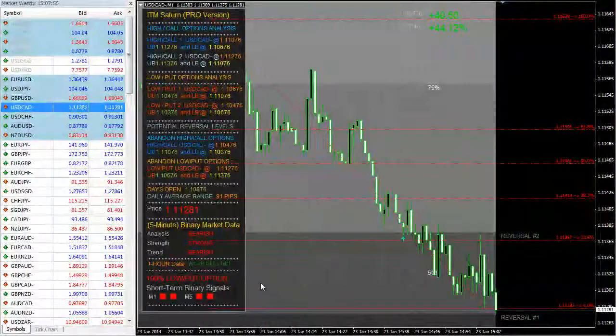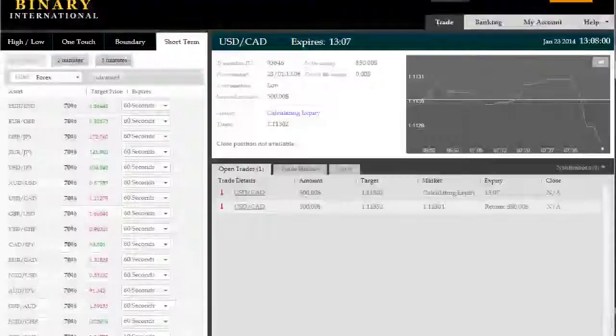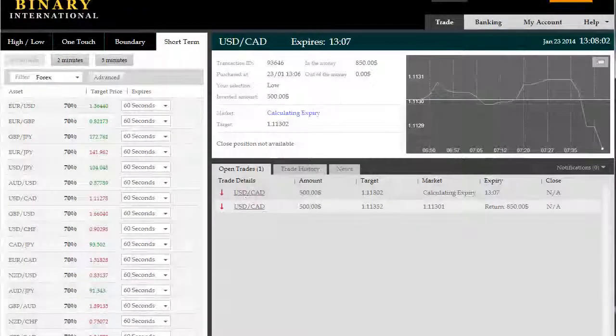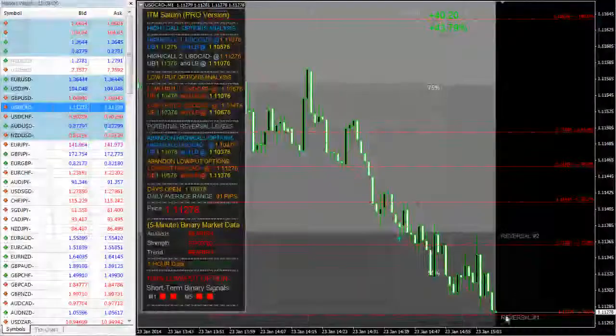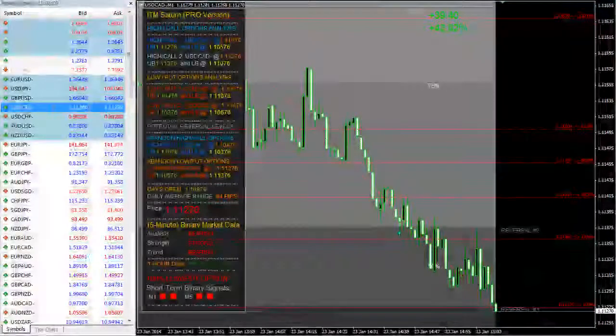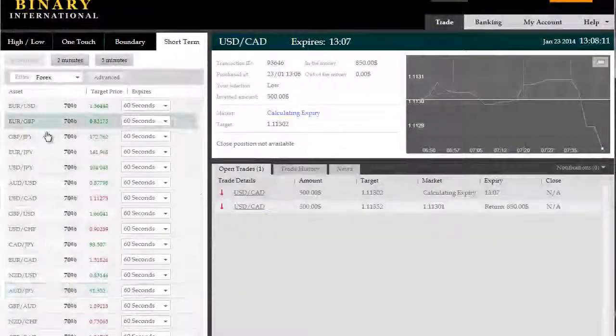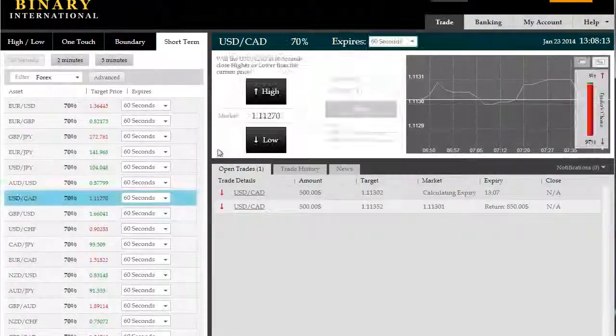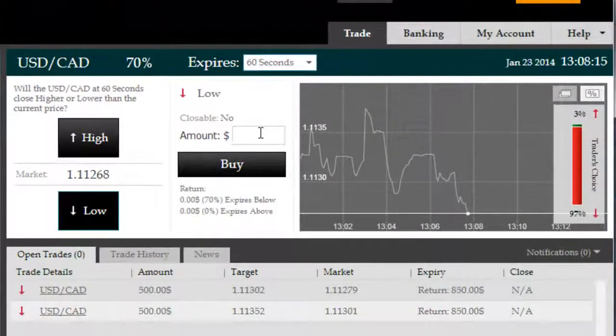We're seeing 100% low put option probability here, but there is a strong support there at that 1.11283 level. So we're still going to go short in line with the trend, but we're going to wait for A, this expiry to get calculated, and B, to see what happens at that support. Price has broken through, but because it's a fresh support, this is a low probability trade. We're still going ahead with it.